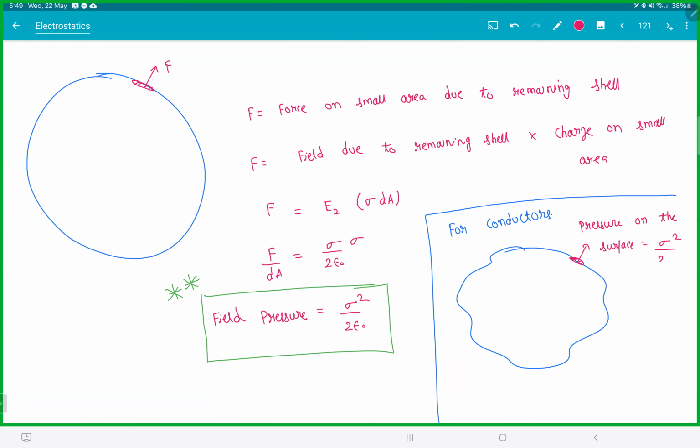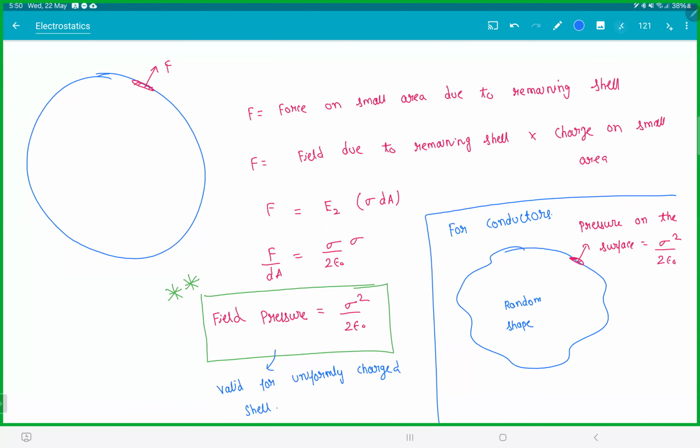It is sigma square by 2 epsilon. This is valid for conductors, for any random shape. But if you take insulators, it's valid only for a uniformly charged shell. We derived this only for a shell.